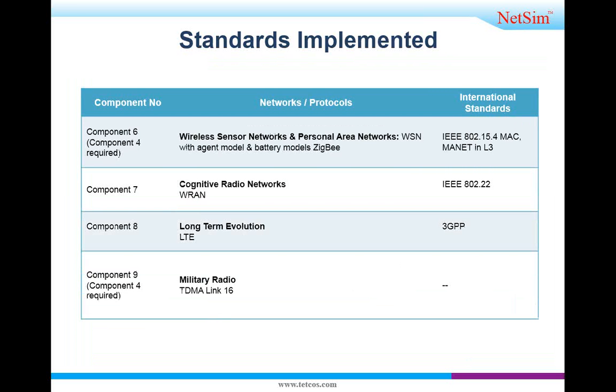Now component 6. Component 6 is wireless sensor network and PAN, personal area network, which includes agent model and battery models, ZigBee. Then component 7 is cognitive radio network, that is wireless radio area network. And component 8 has LTE, long-term evolution, and component 9 has military radio network.